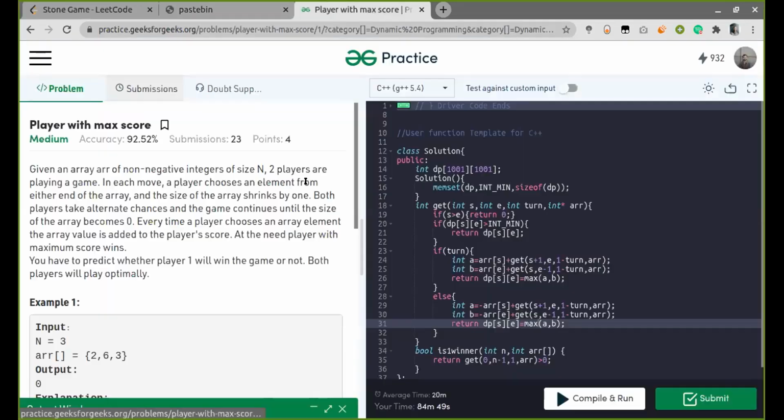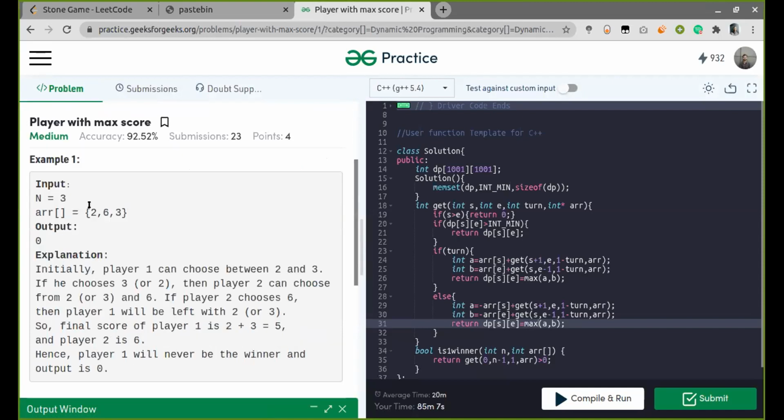There is a question on GeeksforGeeks, I guess. Let me share. This is a question on GeeksforGeeks. Here there is no condition on the size of the array or the sum of the array. Here we need to check if player one will win or not. They have given a test case where the first player will never win, since he has to choose 3 and the second player will choose 6. So the sum will always be less than the second player's.